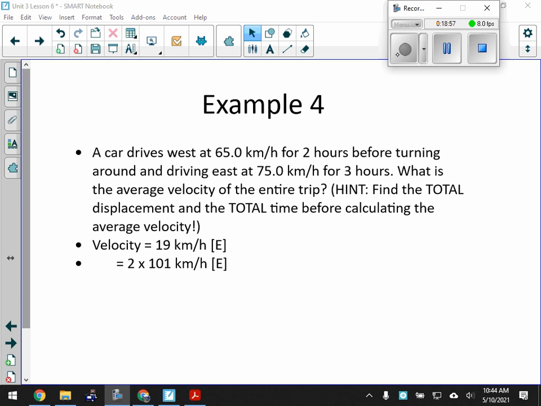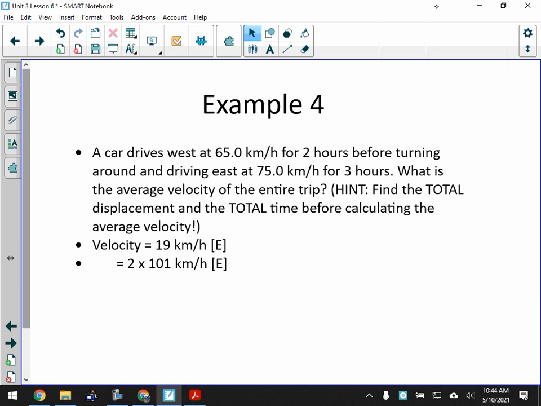Okay. Now, we're going to get to example 4 here. And example 4, okay, I think this is our last one, isn't it? I think, roughly. It is quite the process here, okay? It says, first of all, a car is driving west at 65 kilometers an hour for 2 hours, before turning around and driving east at 75 kilometers an hour for 3 hours. What is the average velocity?